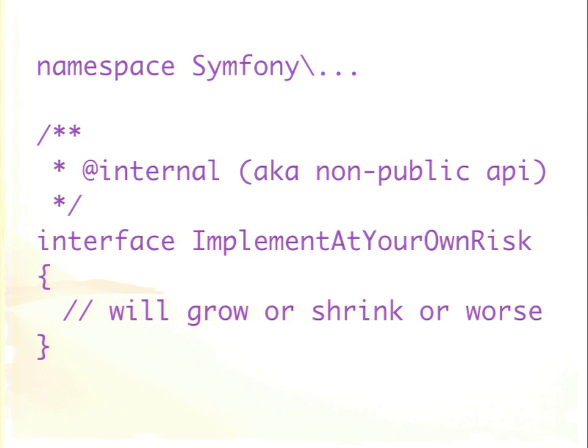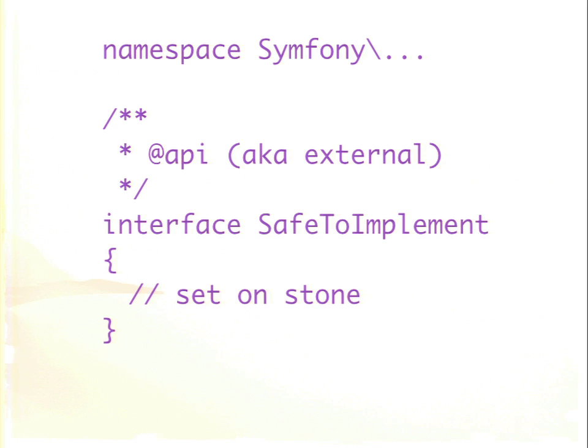Suppose it has an internal tag in the doc block, that means that it's a non-public API. That's a private API for Symfony developers. You don't want to actually implement that class ever because it might break. Okay, so it's going to grow, can shrink, or worse.